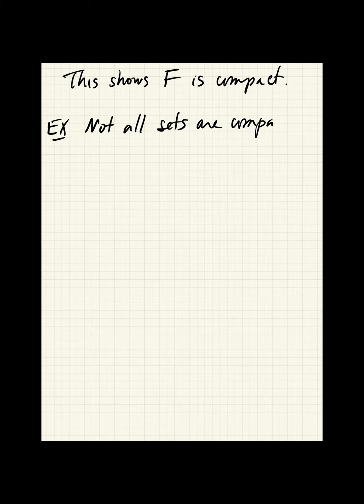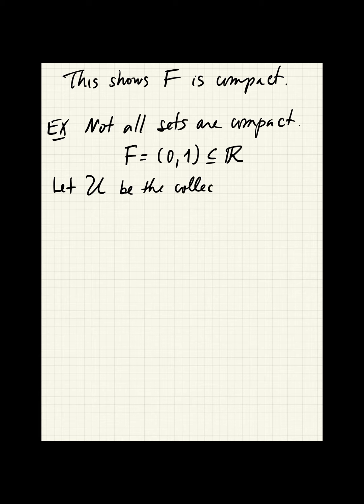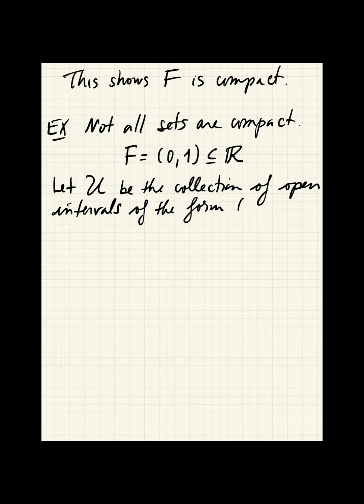And I'm going to do an example of a set that's not compact. Okay, so not all sets are compact. So let's consider the open interval 0 to 1. Let's take that as our set. And let's take this as our open cover. So let U be the collection of open intervals of the form epsilon to 1, where 0 is less than epsilon is less than 1. Okay?